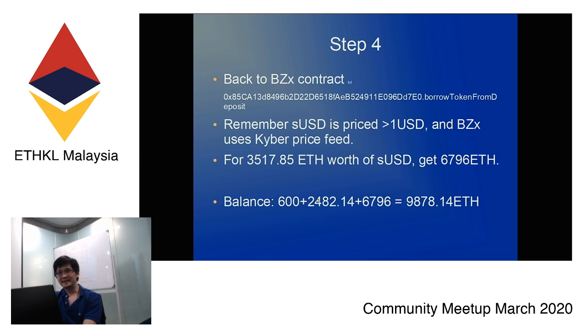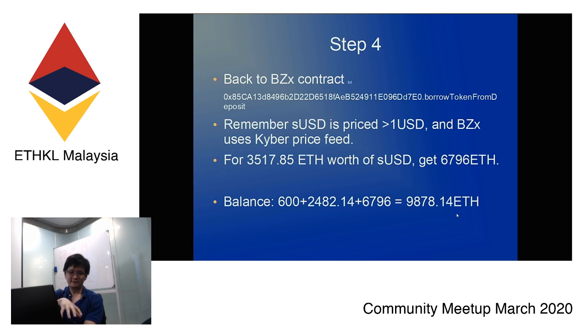So what would he do with the synthetic USD? He would use the synthetic USD, go back to the bZx contract, and borrow something out of it. Because right now, remember the synthetic USD, the value is no longer $1, it's probably closer to $2. So for 3,517 ether worth of synthetic US dollar, he pumped it into the bZx contracts. He got 6,796 ethers in return. That's nearly double the rate now. So this is the grand sum he had.